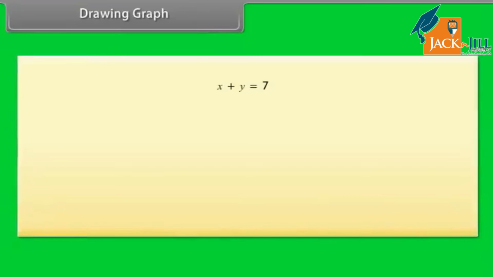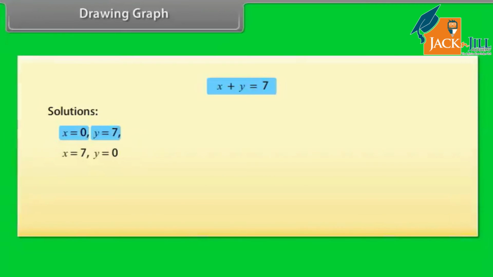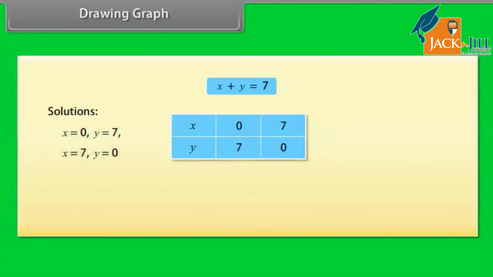Drawing graph. Let us now draw the graph of this equation, x plus y is equal to 7. We know that to draw the graph, we need at least 2 solutions of the equation. So the 2 solutions are x is equal to 0, y is equal to 7, and x is equal to 7, y is equal to 0. We can use this table to draw the graph.